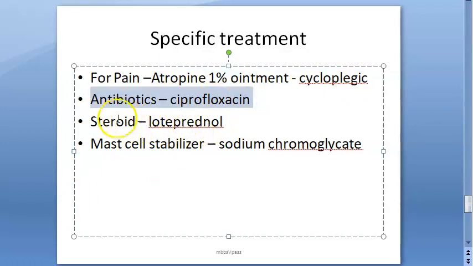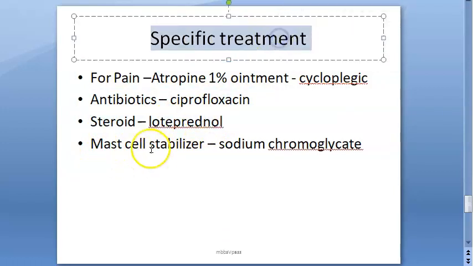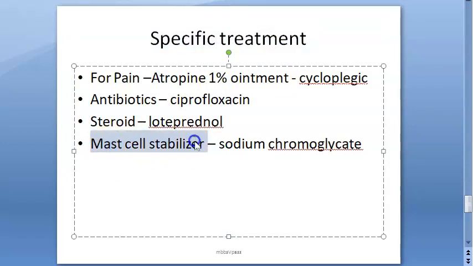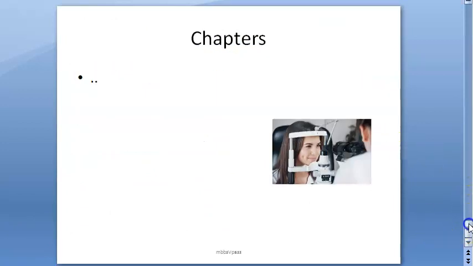Antibiotic you will give usually ciprofloxacin, etc. You can write a lot of other antibiotics. Steroid you can write some steroids based on the condition. You have to give the specific treatment. Remember one name, okay? Mast cell stabilizers, sodium chromoglycate for all the allergic reactions. So at least one name under each category you can remember.